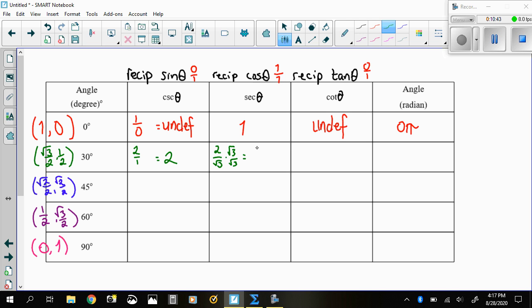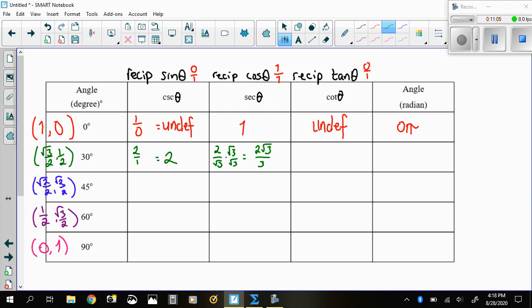So that's going to give me 2 radical 3, and again, multiplying these together is square root of 9, so that simplifies down to a 3 in the denominator. Now tangent here, we had 1 over the square root of 3, so the reciprocal of that would be square root of 3 over 1.